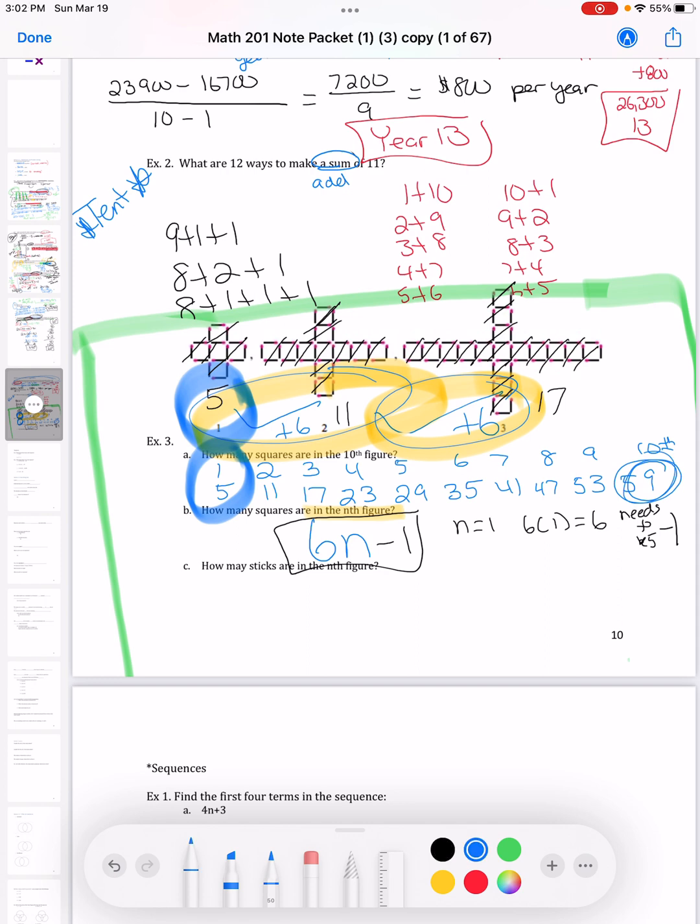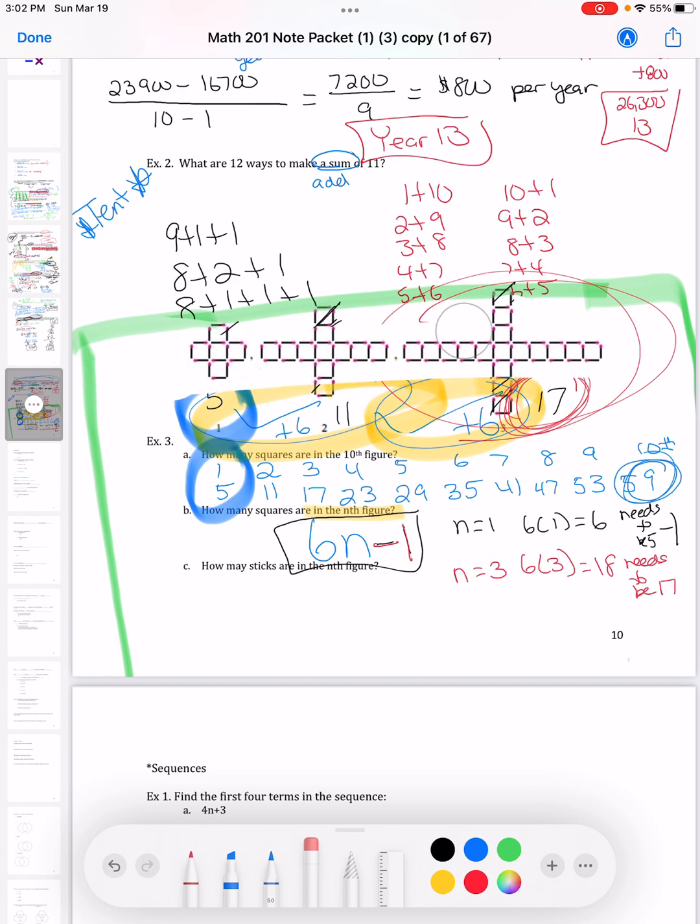Let me show you that again. I'm going to pick another number. We know the third figure has 17 squares in it because we counted that up there. So if n equals 3, I started with 6n, so I plug that in. That would give me 18, but I know the answer is supposed to be 17 because I can count it right out there. So to get 18 to turn into 17, you subtract 1. So that's why I have the minus 1.